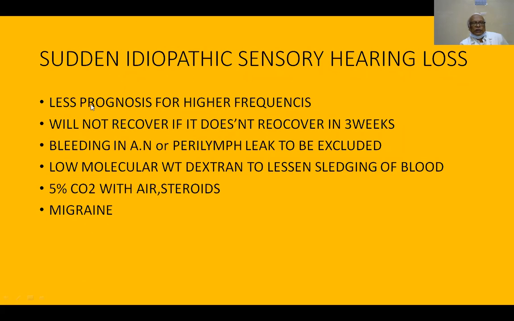If it occurs for higher frequencies, the prognosis will be less favorable. And if the patient doesn't recover within 3 weeks, either with treatment or without treatment, he may not recover his hearing. One should keep in mind bleeding into an acoustic neuroma tumor, and sometimes perilymph leaks; they have to be excluded. And the patient should be immediately hospitalized and treated with low molecular weight dextran. It will improve the blood supply to the labyrinth by lessening the sludging of blood.